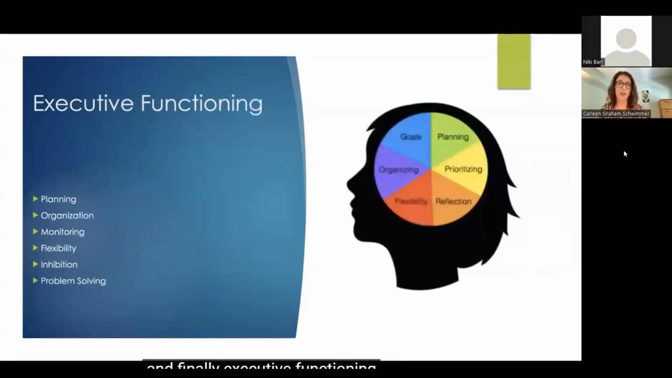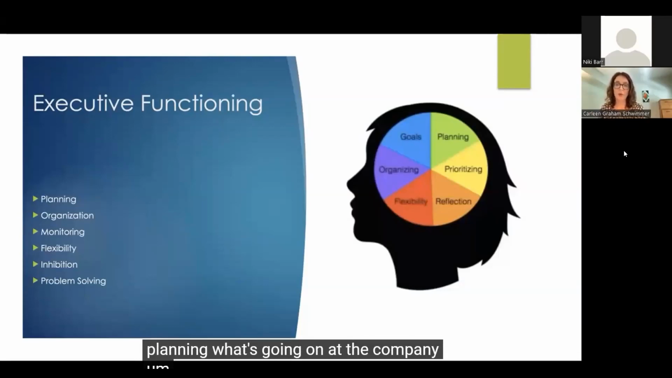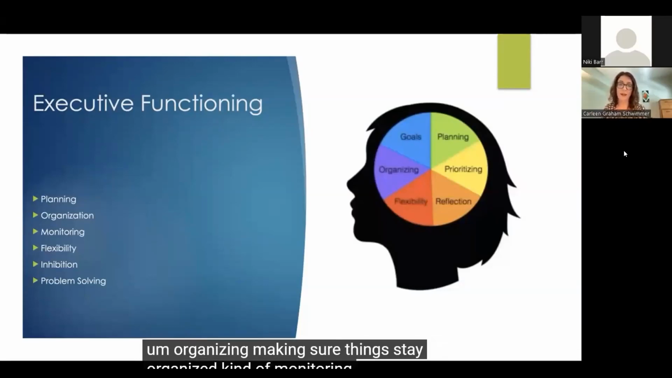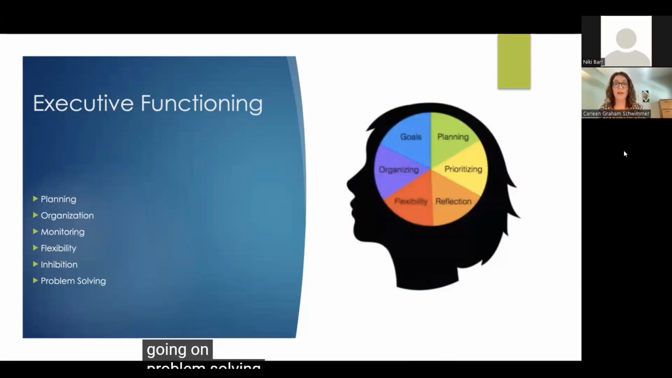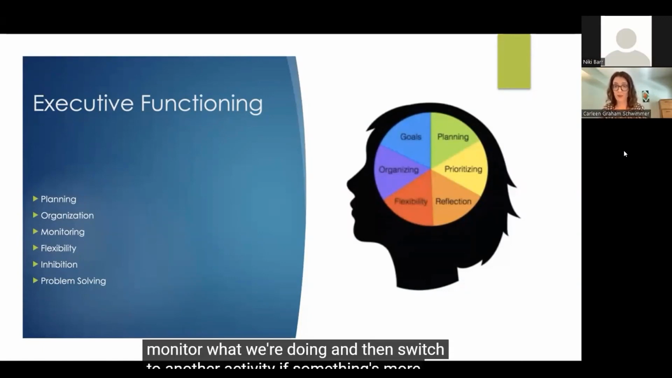And finally, executive functioning. You may have heard of executive functioning if you know anything about attention deficit hyperactivity disorder. In that disorder, executive functioning is a common deficit. Executive functioning involves a complex assortment of abilities. I like to think of it like an executive of a corporation. What do they do? They're involved in planning what's going on at the company, organizing, making sure things stay organized, monitoring what's going on, and problem solving. So that is what executive functioning is like in our brains. It involves the ability to plan, organize, think flexibly about things, problem solve, monitor what we're doing, and then switch to another activity if something's more pressing or urgent.